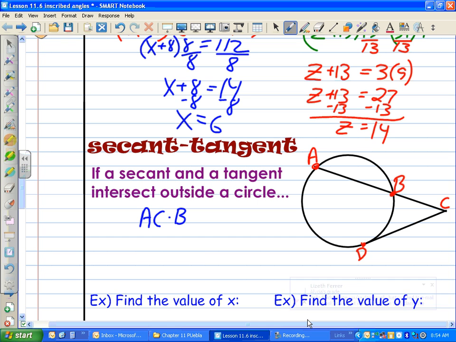Oh, not AC. Okay, so it's the whole times the segment again. AC times BC equals, and here's a different part. This is the only one that's different. It is CD, but it's squared. So this one right here, squared.